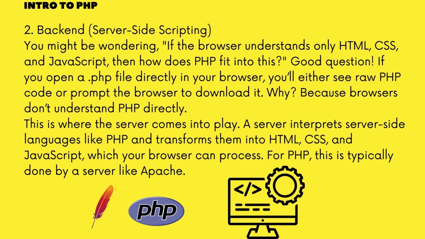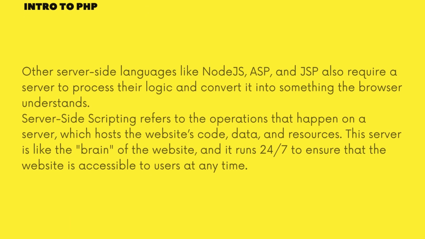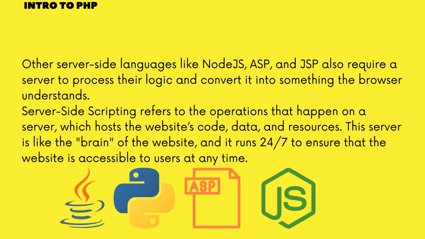This is where the server comes into play. A server interprets server-side languages like PHP and transforms them into HTML, CSS, and JavaScript, which your browser can process. For PHP, this is typically done by a server like Apache. Other server-side languages like NodeJS, ASP, and JSP also require a server to process their logic and convert it into something the browser understands.